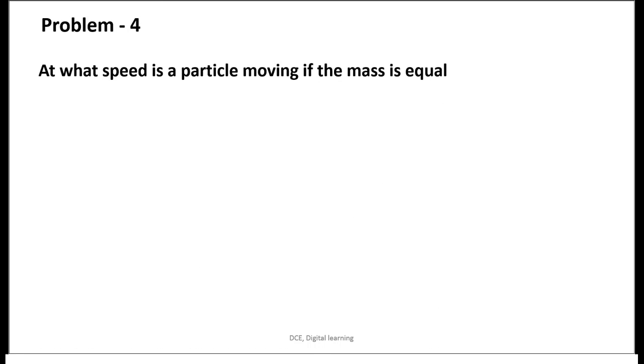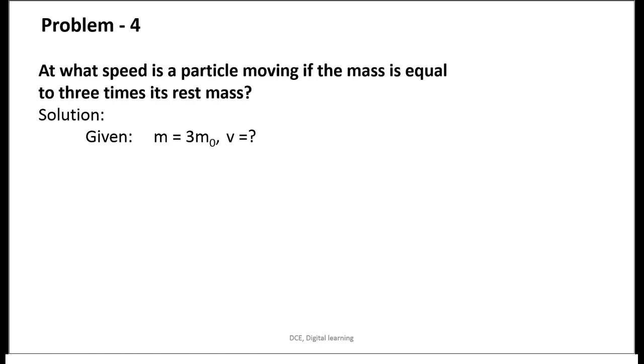Move on to problem 4. At what speed is the particle moving if the mass is equal to 3 times the rest mass? It is mentioned that m, the mass of the particle, is 3 times the rest mass when it is moving with some velocity. We need to calculate that velocity.